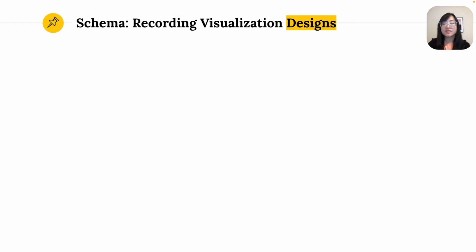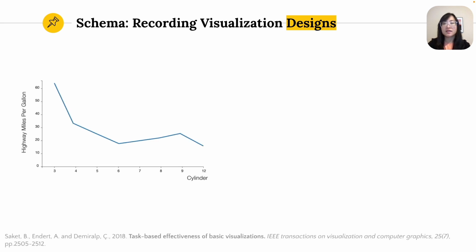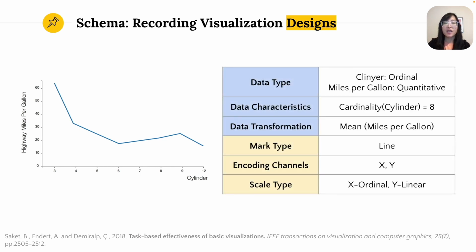We then develop a schema to record the existing perceptual results of comparing different visualization designs under various tasks and metrics. Here, we use the SIGCHI 2018 paper as an example to demonstrate our schema. We use 6 components to specify each visualization design discussed in the paper. We use data type, data characteristic, and data transformations to describe the data, and mark type, encoding channel, and scale type to specify the visualization design.